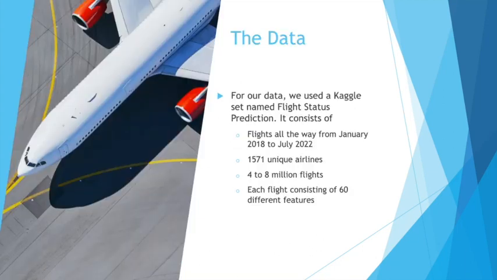For our data, we use a Kaggle dataset named Flight Status Prediction. This dataset consists of flights from January 2018 to July 2022, with 1,571 unique airlines, 4 to 8 million flights, and each flight consisting of 60 different features.